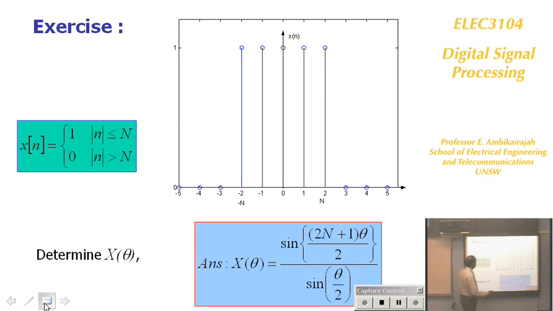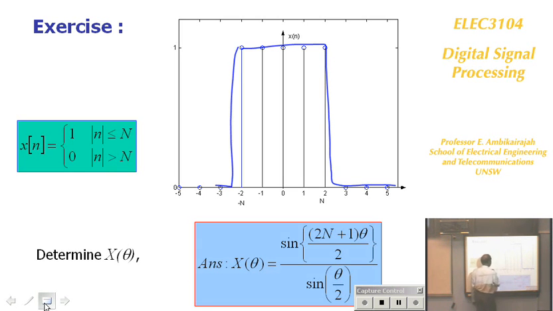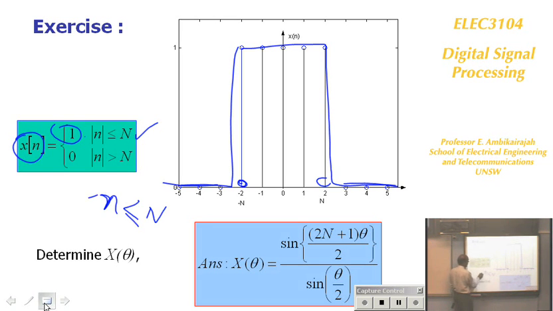Let's take another exercise. Here is a rectangular window you have. You can see that, a rectangular window. It's symmetrical. So x[n] is equal to 1 when modulus n is less than or equal to N, that means N is 2 in this case, and 0 outside the range. Mod means, you know this, yeah? When n is less than N, or n is greater than minus N. So if N is 2, you go minus 2, plus 2, within that, those are the samples.